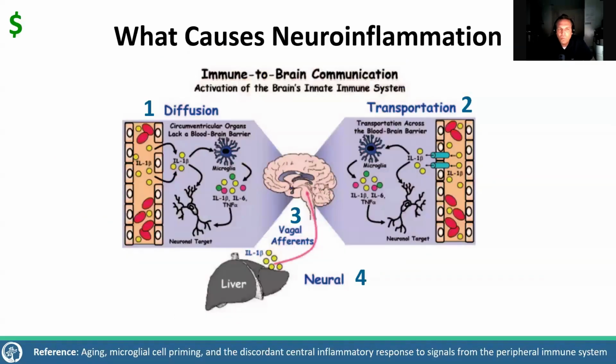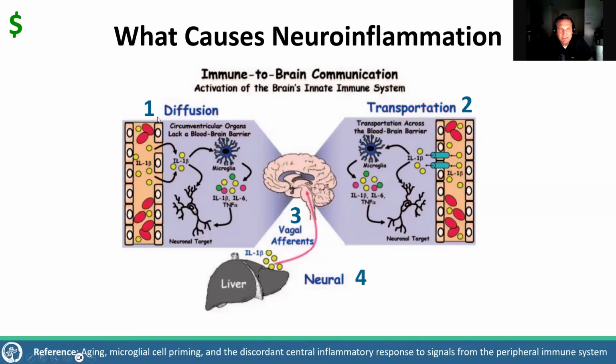Okay? So, what causes your brain to become inflamed? This paper, if you look at the very bottom of my screen, was called Aging, Microglia Cell Priming, and the Discordant Central Inflammatory Response to Signals in the Peripheral Immune System. You guys hear that and you just roll your eyes and think, how boring is that? That put me to sleep. I spent hours reading and studying this info, and this is how fascinating it was.